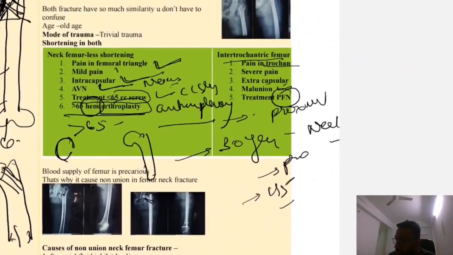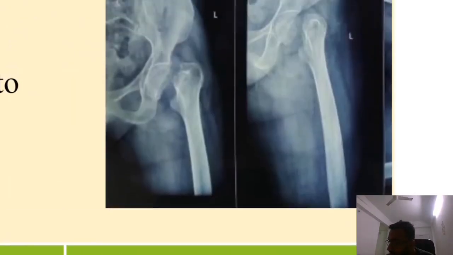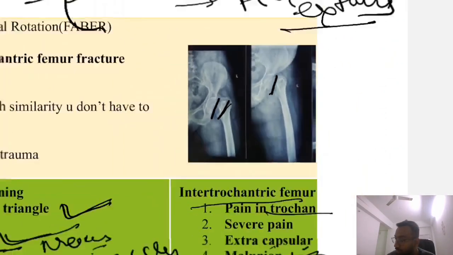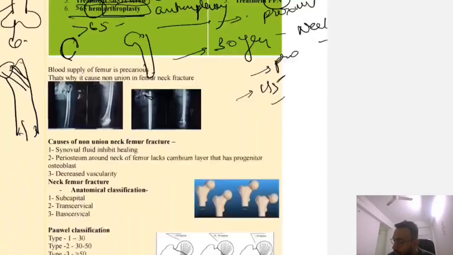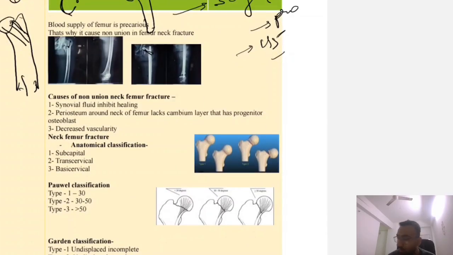Now this is the neck femur fracture. You can see the intertrochanteric line is intact. There is no fracture here, and you can see there is a fracture at the neck of femur. You can see this line. So this is neck femur fracture. So it is very easy to identify whether it is a neck femur fracture or intertrochanteric femur fracture.